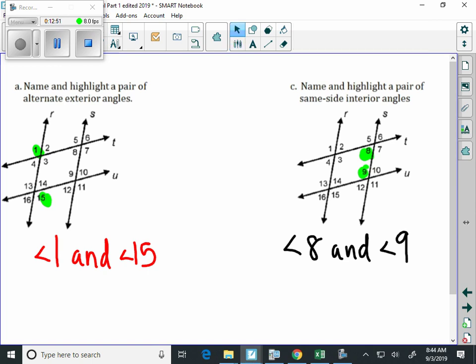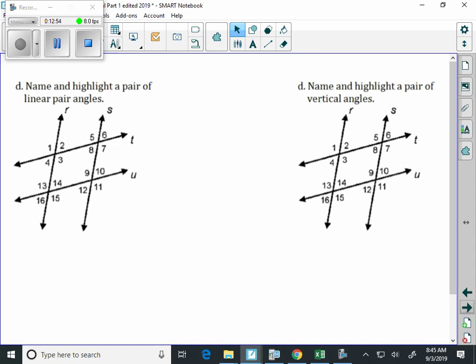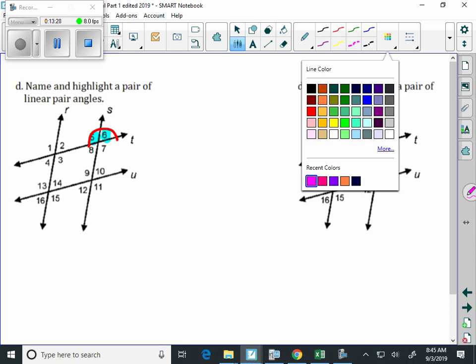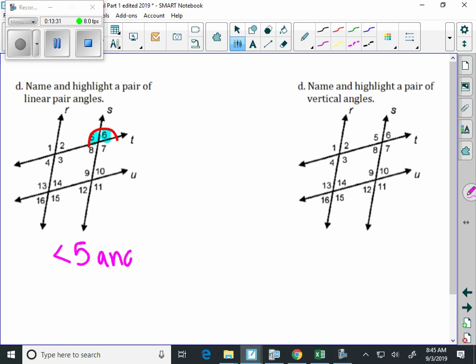And to finish. Name and highlight a pair of linear pair angles. Linear pair again. There's an old word for us, not too old, but remember that linear pairs share a common side and have a common vertex. So in this particular case, we could say something like 5 and 6. And just a reminder with regards to linear pair, remember how they can form a protractor. They add to be 180. Angle 5 and angle 6.